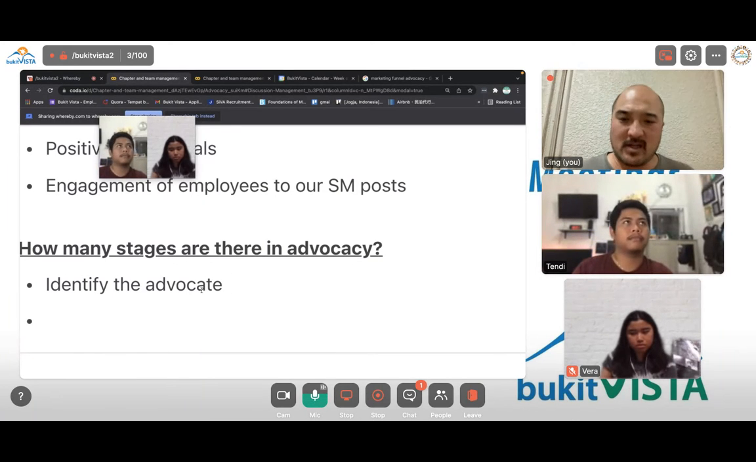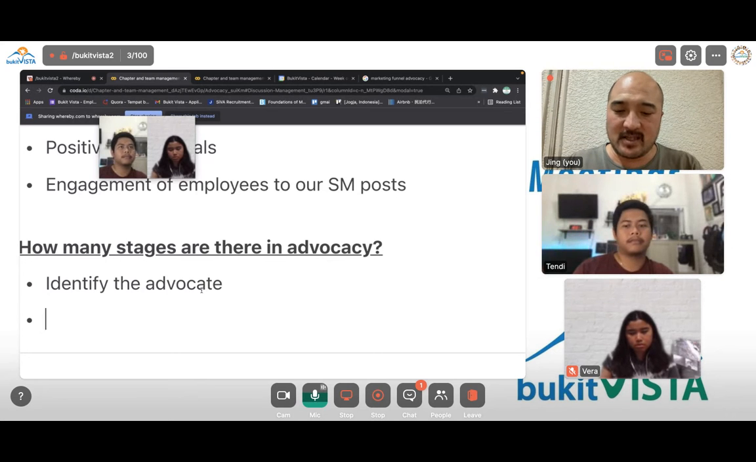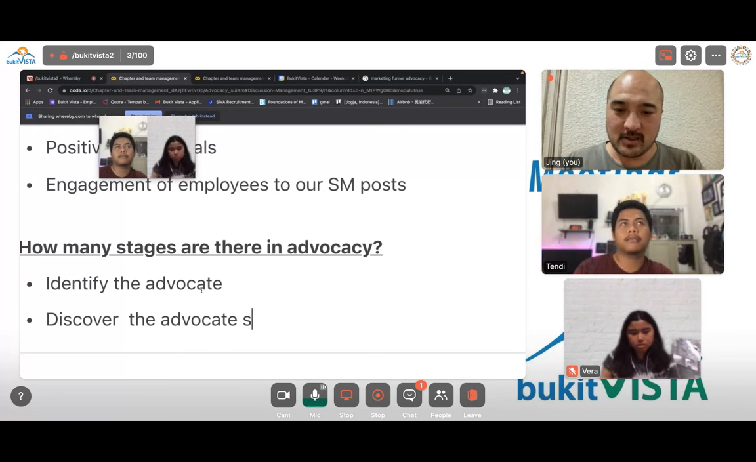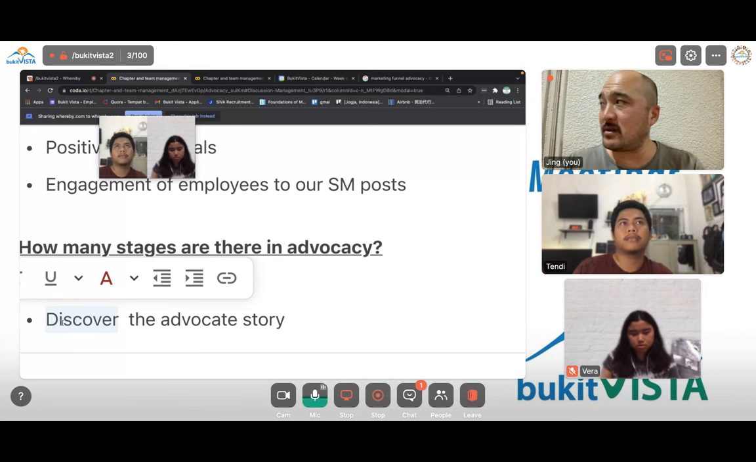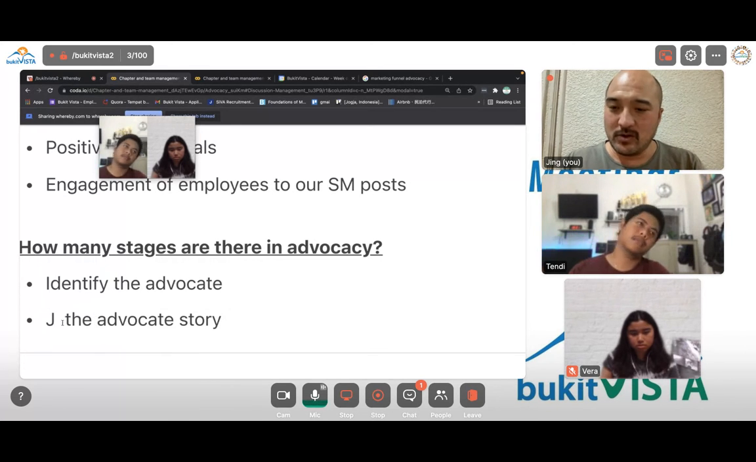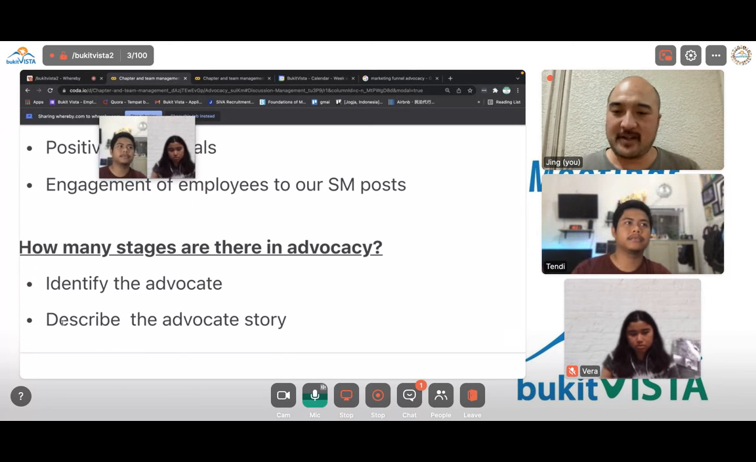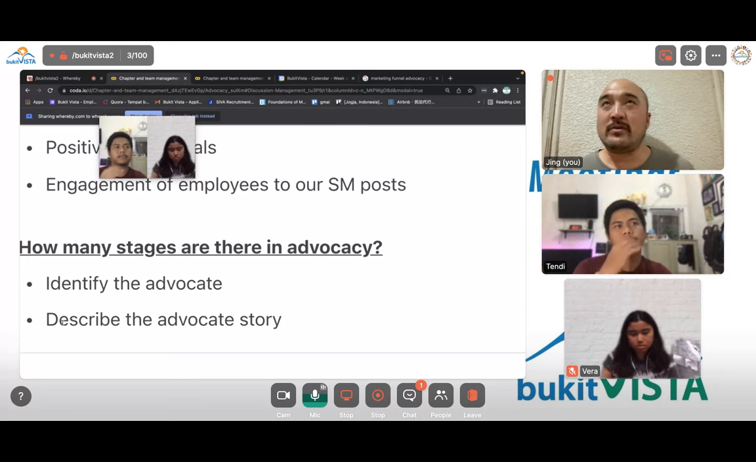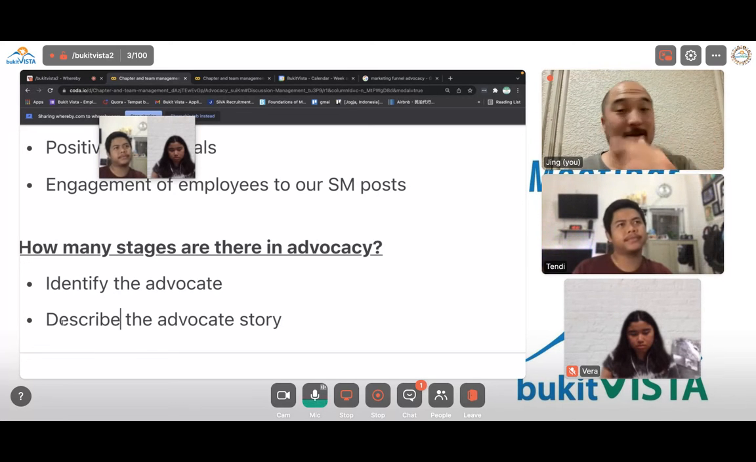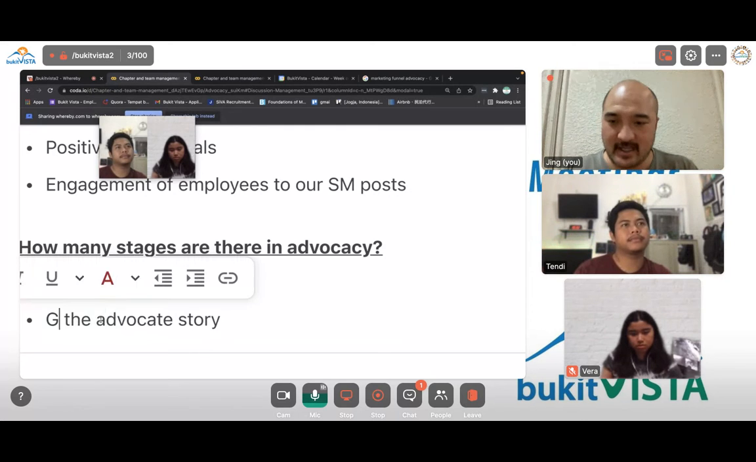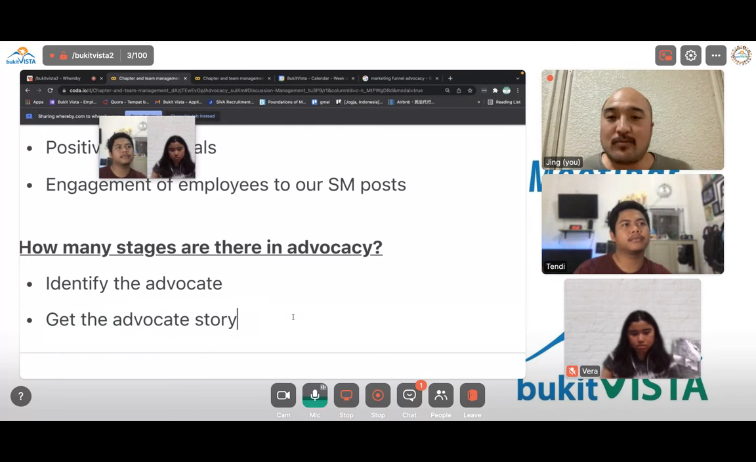Okay, so the first stage is to identify the advocate. The second stage is to discover, or rather journal or describe, the advocate story. Once you have an advocate, you need to get their story. What was their process? And this part is pretty simple.